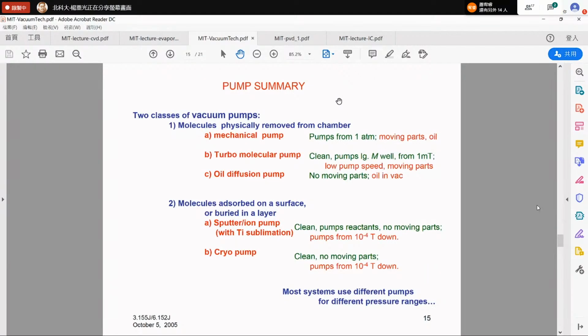Let me do a summary on the pump. We have two classes of vacuum pump.